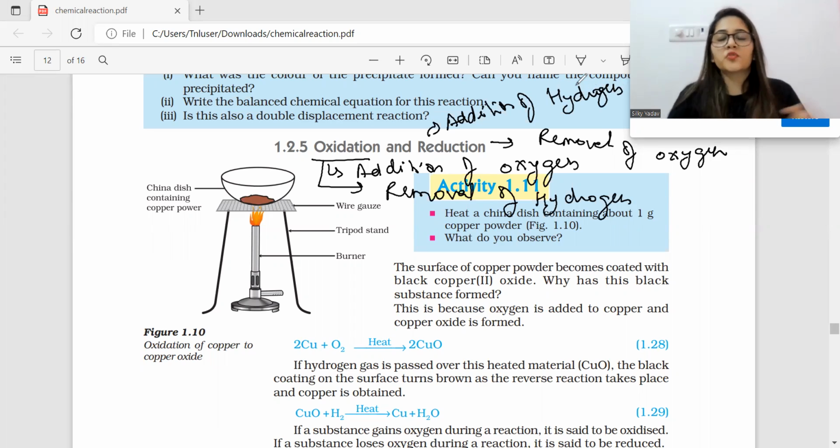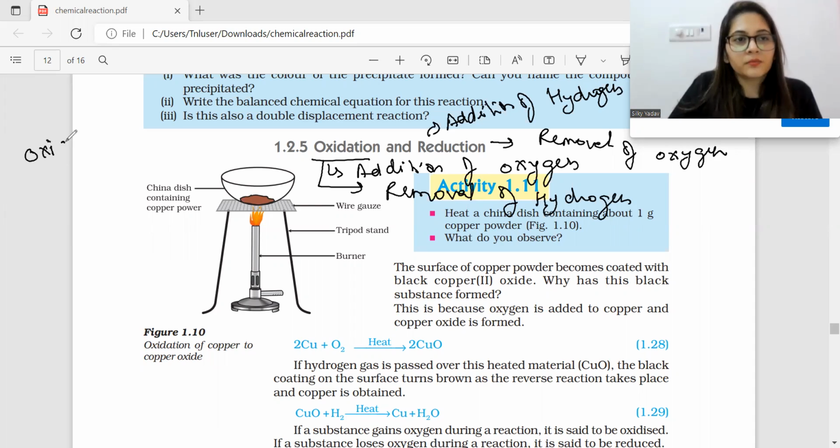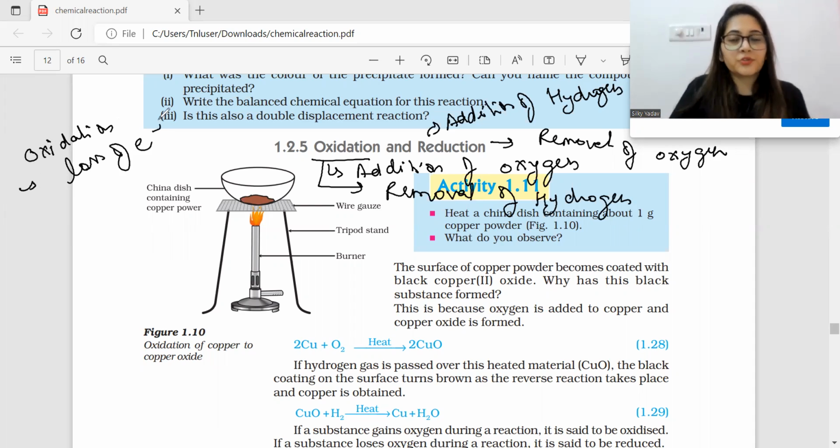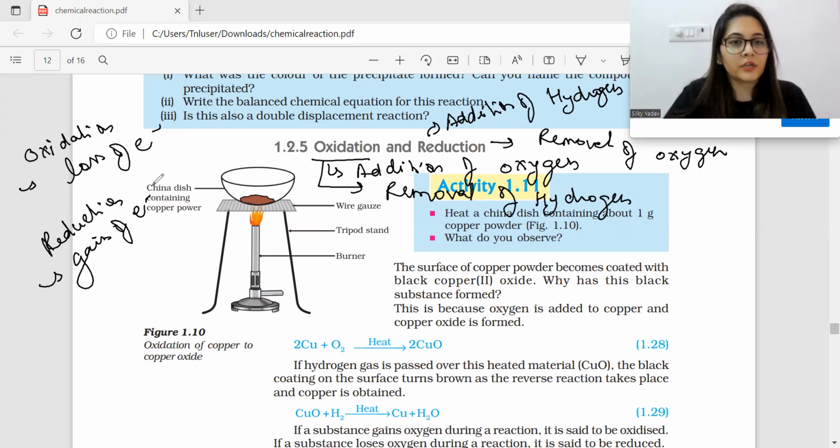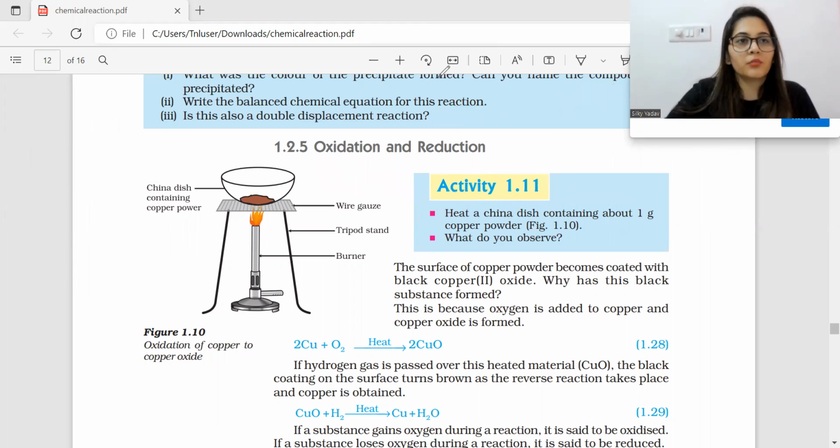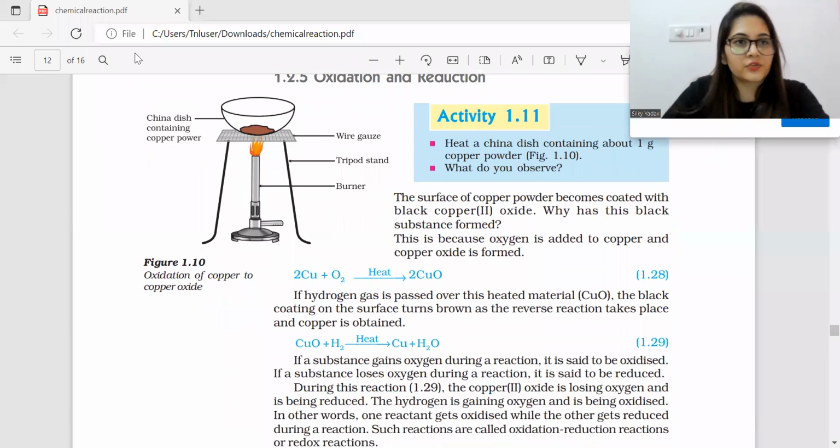And not just in terms of hydrogen and oxygen you can write, you can also talk in terms of electrons, right? So oxidation is loss of electron. That means you're donating the electron to the other one. So we are losing the electrons, that is oxidation, and reduction is gain of electron. Okay? So on this concept, we will be now talking more about this oxidation and reduction.